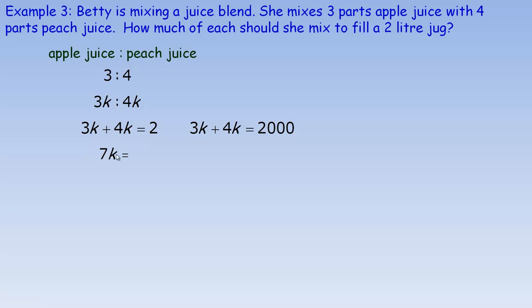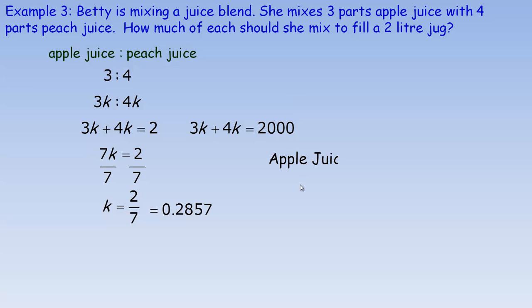So 3K and 4K add to 7K, and then we divide out the 7 to isolate for K, and we get 2/7. And keep several decimal places. When I divide 2 by 7, I get 0.2857. So I kept 4 decimal places here. So that's the number that we multiply the 3 and the 4 by to get 2 numbers that will add to exactly 2 liters.